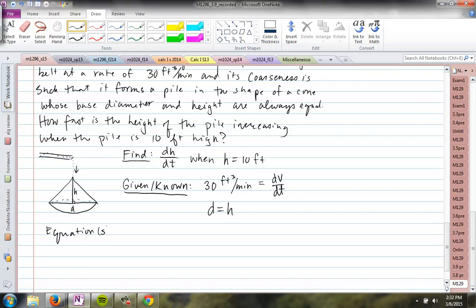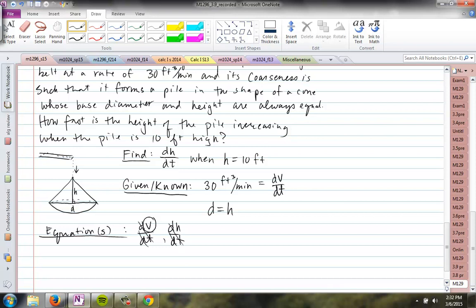The equations relate what we have. So what I would suggest is writing down the rates that you're trying to find, or that you know. That would be dV over dt. Take off the rate part, and the volume is something that has to be a part of at least one of our equations, okay? The other thing is what we're trying to find, dH over dt. And so we're going to introduce that derivative part.